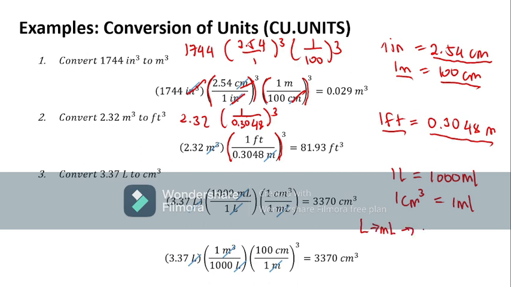Then, mL to cubic centimeter. So, we have 3.37 liters. So, dapat sa baba, liters din. So, this one, the first conversion factor should be in the denominator. Itong 1 liter na to. So, itong 1,000 mL natin, nasa numerator siya.